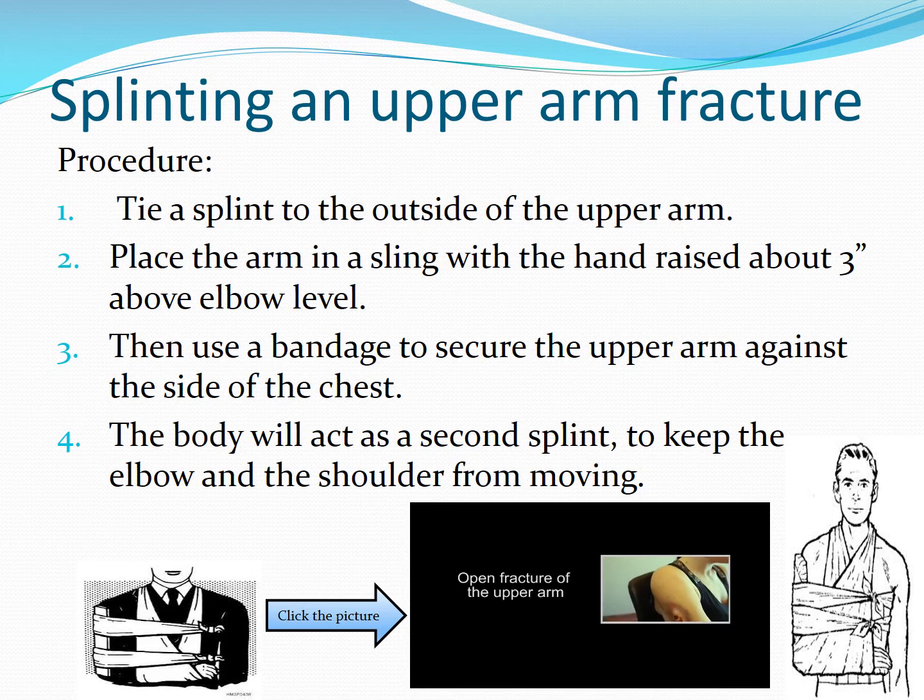An open fracture of the upper arm. When the bone of the upper arm breaks through the skin, the goal of the first aider is to prevent further injuries, prevent pain and infection. This video segment will show you how to provide care for this type of injury.